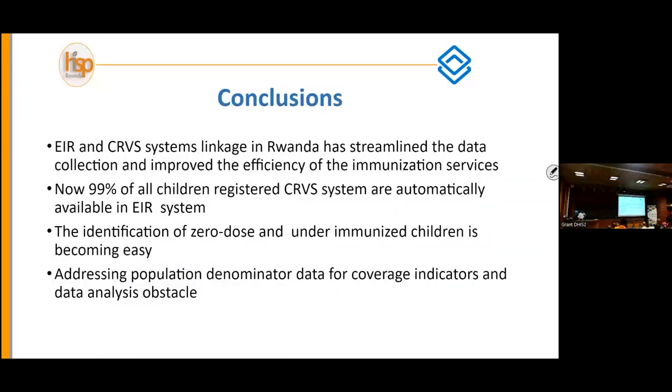As a conclusion, we have seen that this interoperability to some extent is facilitating registration and follow-up of children, despite the challenges mentioned. And as we talk, 99% of children registered in service are automatically available in our electronic immunization registry for routine immunization services and follow-up visits. Of course, that also to some extent helps to identify zero dose children and also locate those who have missed some doses.